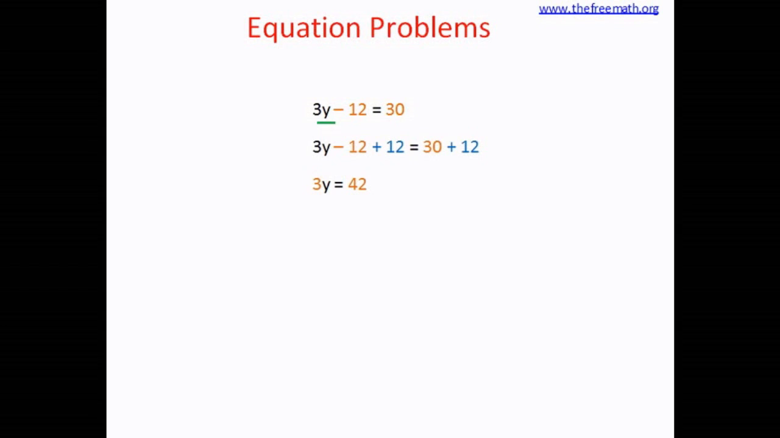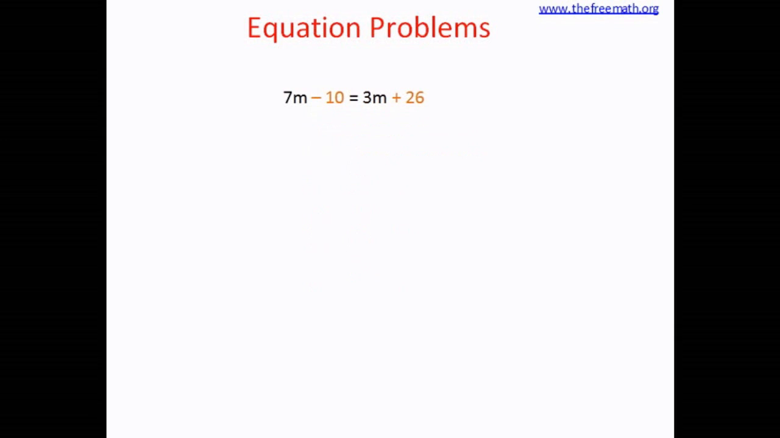Now the next step is to get rid of 3, so that we totally isolate y. 3y means 3 multiplied by y. So we need to do the opposite thing to get rid of this 3. So let's divide by 3. And we do the same operation on both the sides. So 3y divided by 3 equals 42 divided by 3. Therefore, y equals 14, because 14 3s are 42.